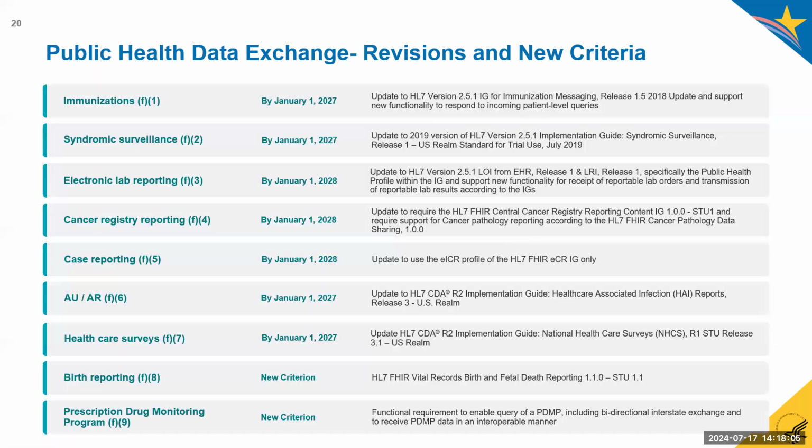So I imagine that F1 through F7 look pretty familiar, but F1 through F7 were existing criteria in the certification program. Many of those, as you can see here, we updated to current versions of HL7 standards. We do have that standard detailed there, so I won't read it for the entire group, but we are updating to either HL7 version 2 standards for many of these, and in some cases, also proposing HL7 FHIR standards there. In addition, we also created or proposed two new criteria that you can see on the bottom of this slide: birth reporting, which is F8, and prescription drug monitoring program, which is F9.